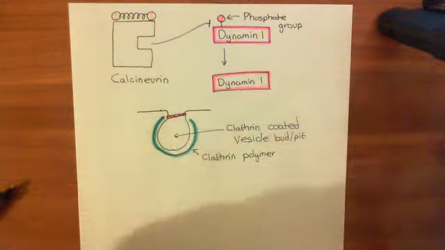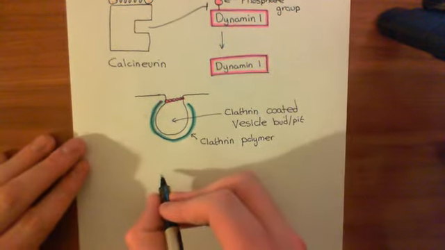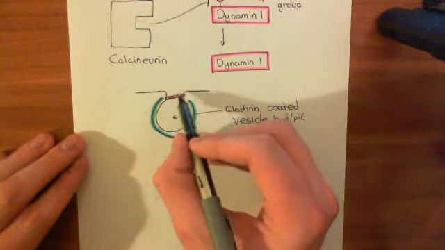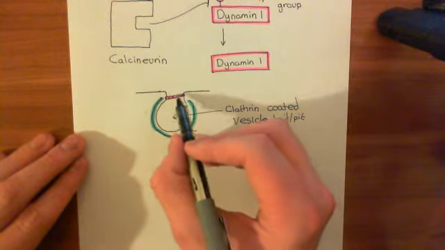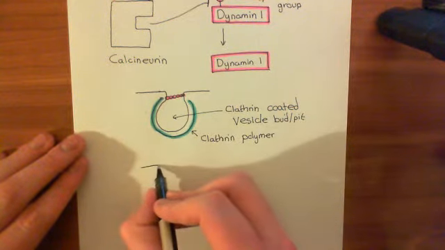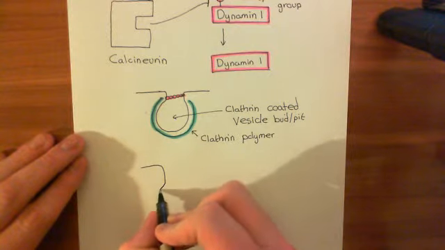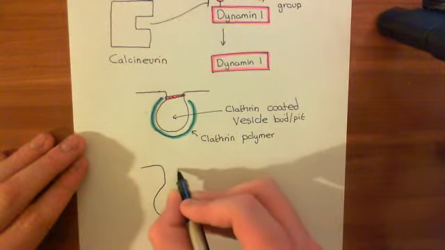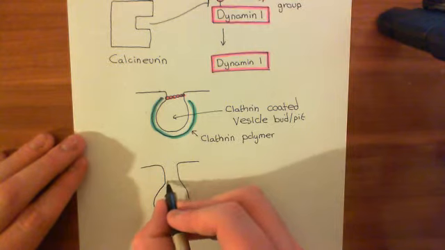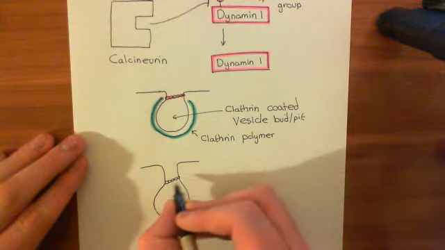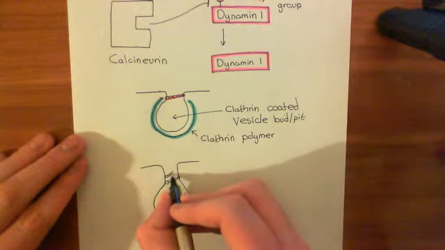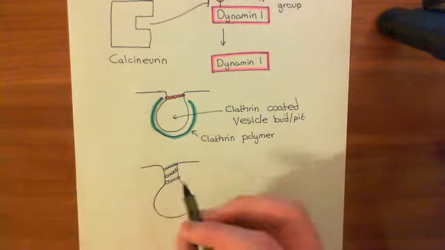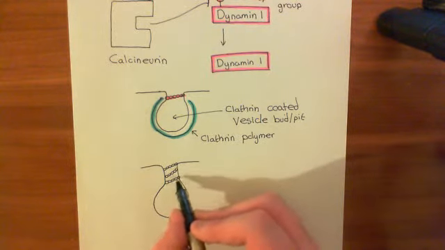Let me show this again in a bigger picture. What's going to happen is that you're going to gradually oligomerize more and more Dynamin 1 on here. And you're gradually going to force this neck to get longer and longer. So as you build the polymer, this neck of the clathrin-coated vesicle bud is going to get longer and longer, like so. And you're going to create these spirals of Dynamin around this neck. So, it's spiraling around the neck.